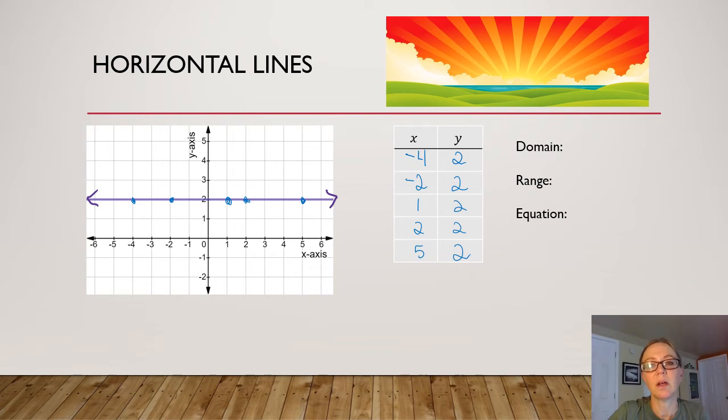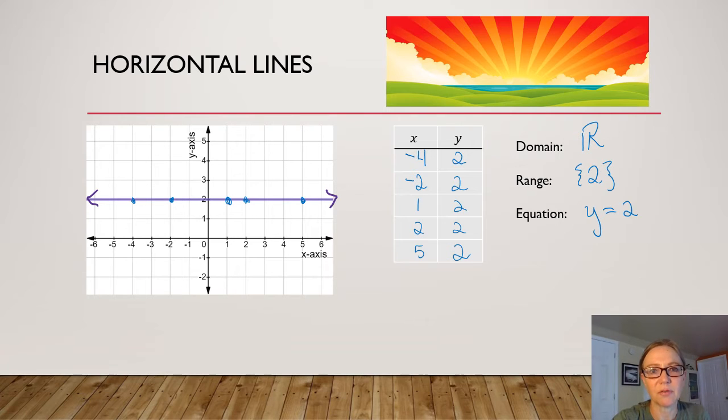Now notice something, all the y values are 2, but the domain values change. It turns out that the domain is all real numbers, the range is the single number 2, and the equation is y = 2. y = 2 describes that line fully because y is always 2.